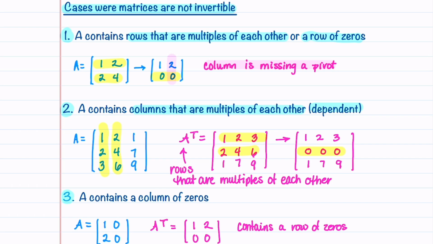Lastly, when a matrix contains a column of zeros, we can see two ways how the matrix is not invertible. We can see that the column of zeros makes the columns in the matrix dependent, so the matrix is not invertible. And we can also see that A transpose contains a row of zeros, so A transpose is not invertible, and then A is not invertible.